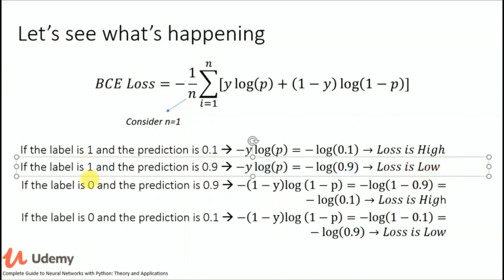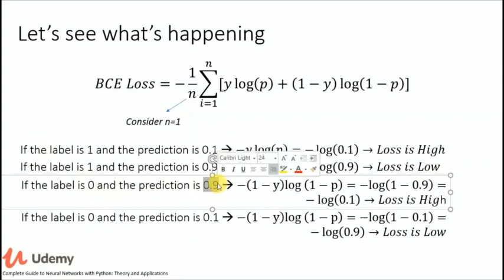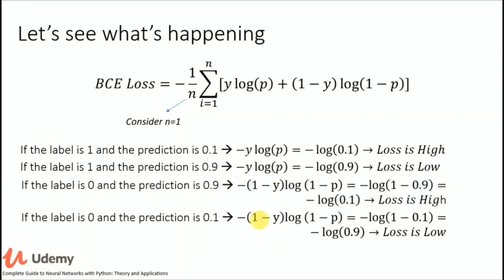Now, if the label is 0, and the prediction is 0.9, obviously you should get a high loss, of course. Okay, so when the label is 0, then this term here becomes your binary cross entropy loss. So negative 1 minus y logarithm 1 minus prediction. Okay, and you get the loss of negative log, and 1 minus your prediction is 0.9, so negative log 0.1, and you get a high loss.